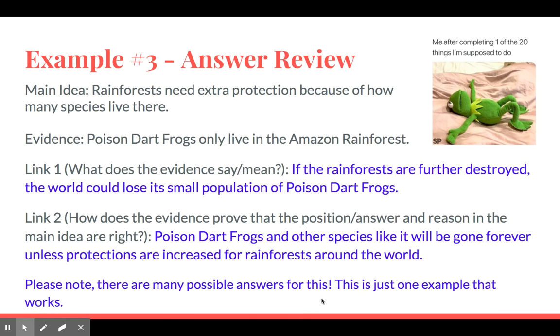Again, there's lots of different answers for this. This is just one way to do it. But if you had something along these lines, then you should be in a very good position for when you're writing your links in the future.